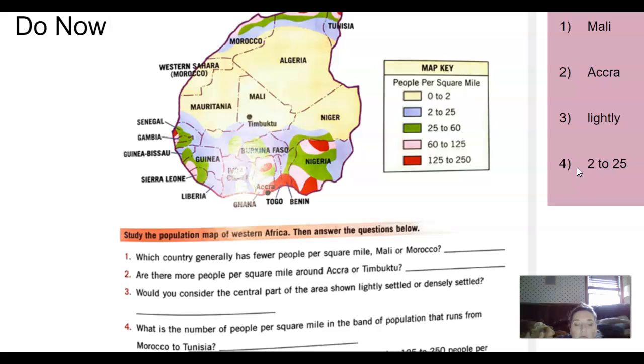And then what is the number of people per square mile in the band of population that runs from Morocco to Tunisia? So Morocco is here, Tunisia is here. There's a couple that run through it, but this one goes from the coast to the coast. So we're looking at 2 to 25.